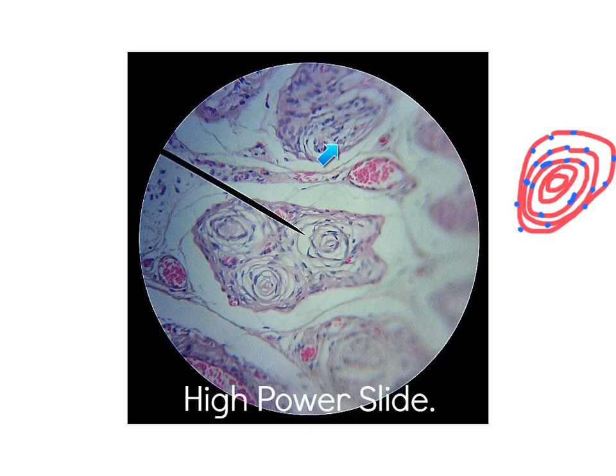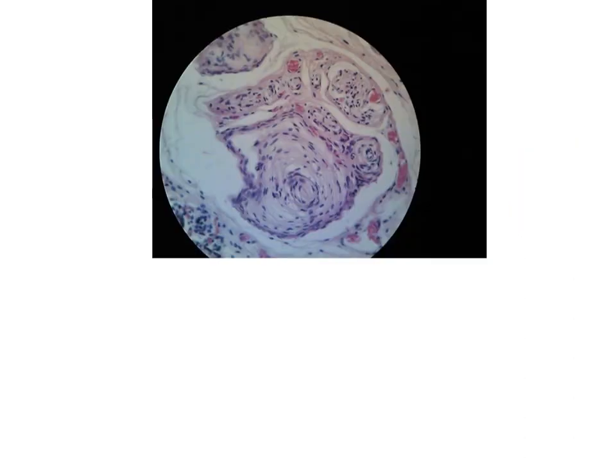This is a Pacinian corpuscle. These are of characteristic onion-like appearance, looking like sliced onion. Again, this is a picture of the Pacinian corpuscle, characterized by this lamellated appearance of the modified Schwann cells, and in the center here we have the axon terminal. So this is the Pacinian corpuscle.